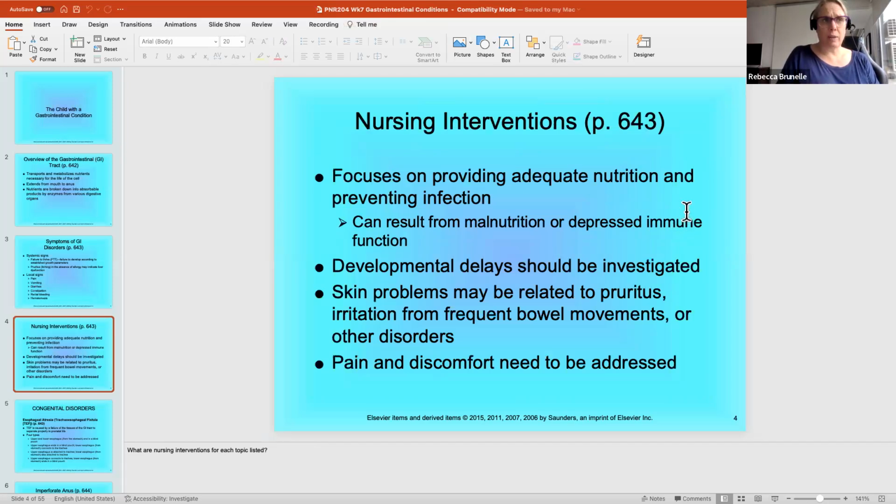So the main thing when we're talking about interventions for people that have problems with your GI tract is making sure that they're getting all of the nutrition that they need. So, if they have a problem with absorption of nutrients, maybe they need tube feedings or TPN, nutrition through their vein or something. So figuring out what's going on and then kind of maximizing their ability to get their nutrition.